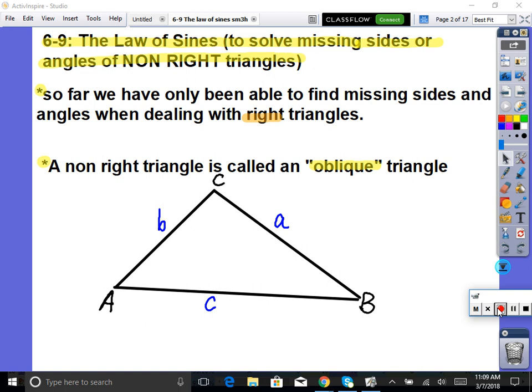A couple of things to note for notation. Angles are always written with capital letters. So this is angle A, and directly across from that would be considered side A. Angle B, directly across would be side B. And then angle C, directly across from side C. Everybody good? Okay, side lengths are written as non-capital letters.